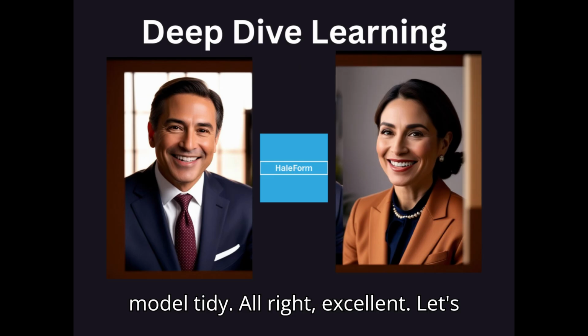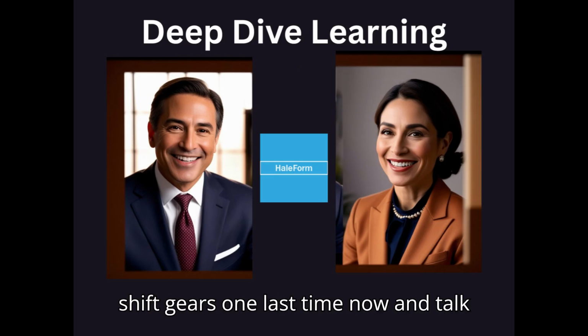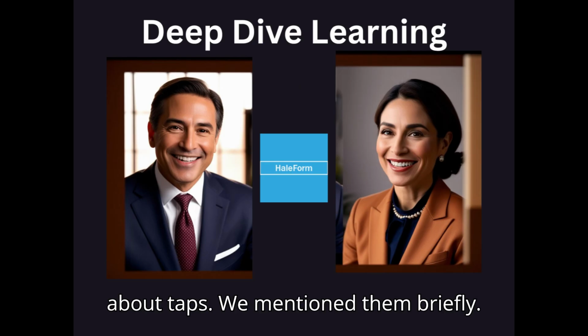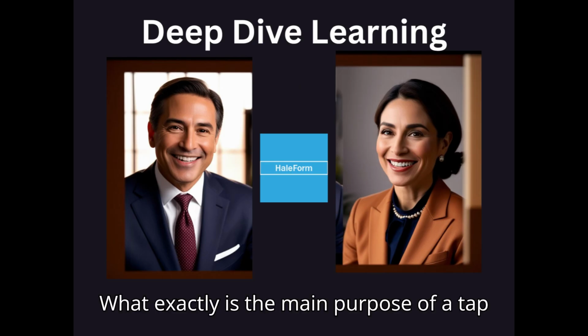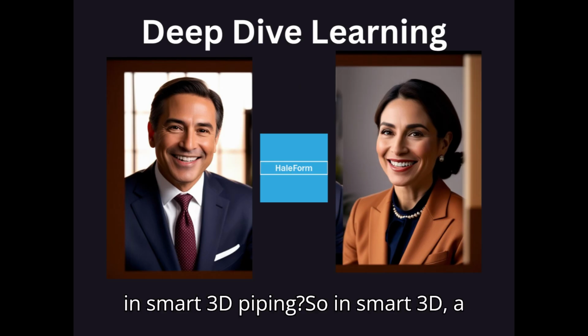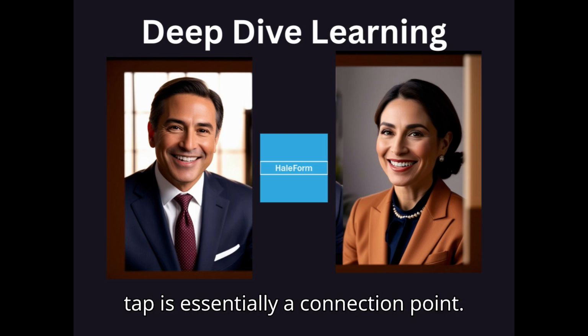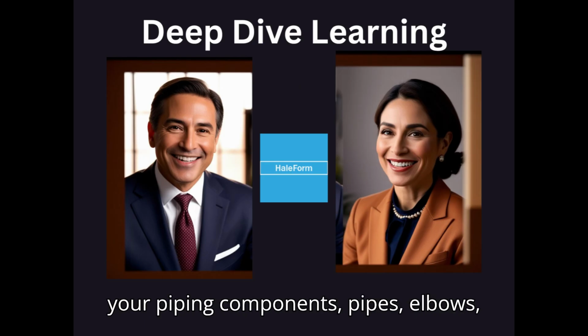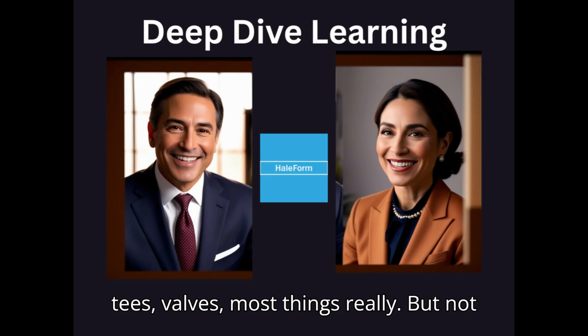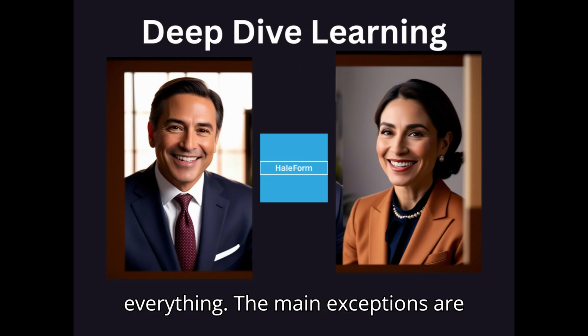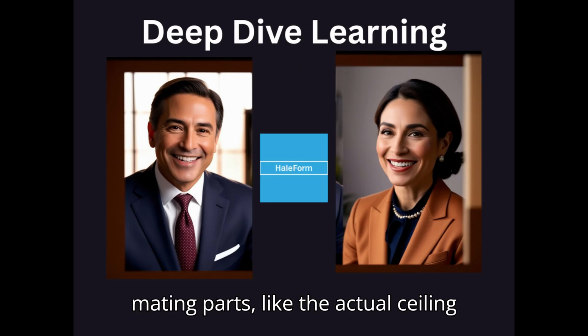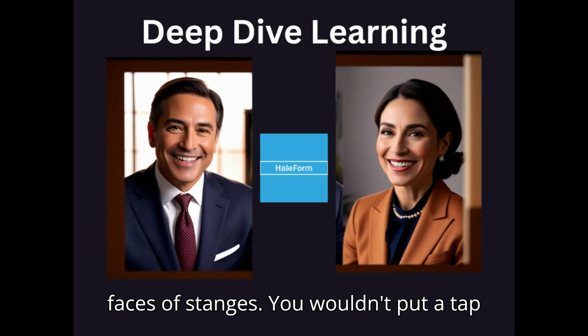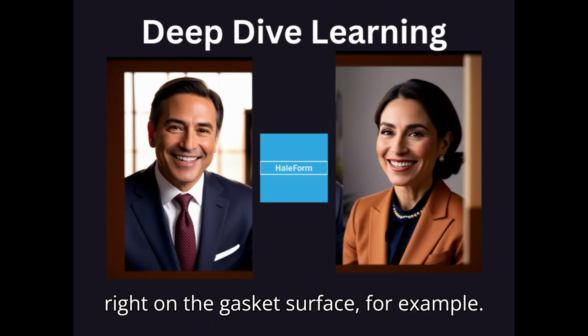All right, excellent. Let's shift gears one last time now and talk about taps. We mentioned them briefly. What exactly is the main purpose of a tap in Smart 3D piping? So in Smart 3D, a tap is essentially a connection point. You can add taps to the vast majority of your piping components. Pipes, elbows, tees, valves, most things really. But not everything. The main exceptions are mating parts, like the actual sealing faces of flanges. You wouldn't put a tap right on the gasket surface, for example.